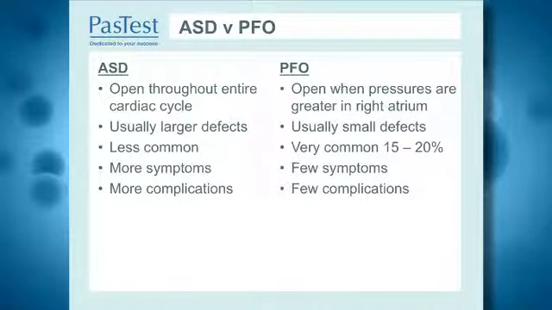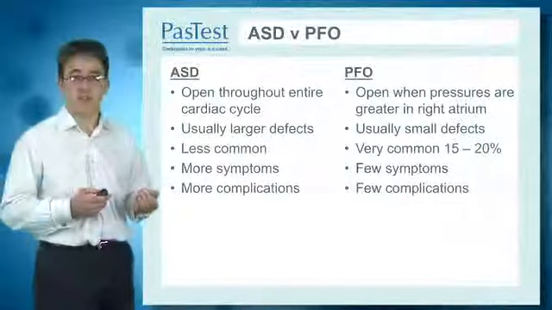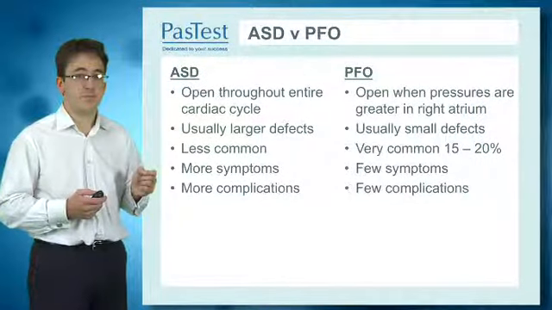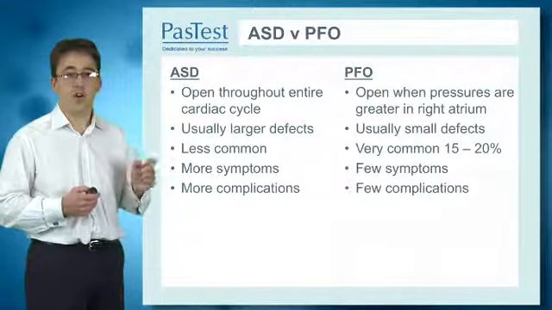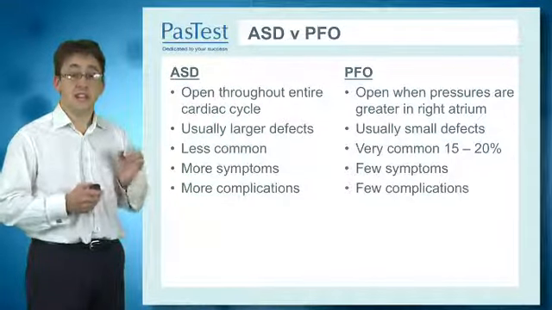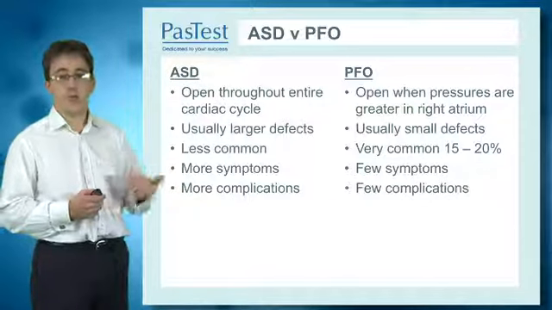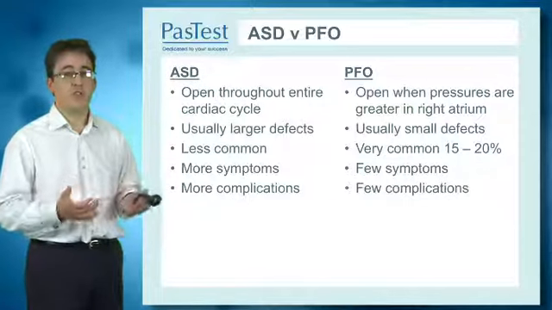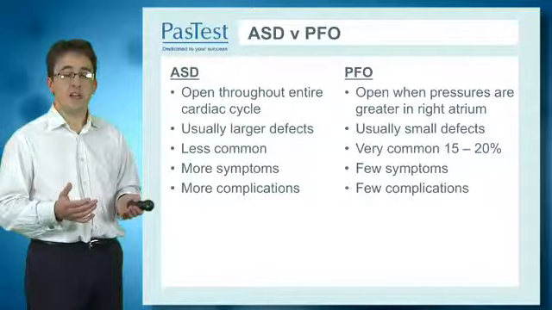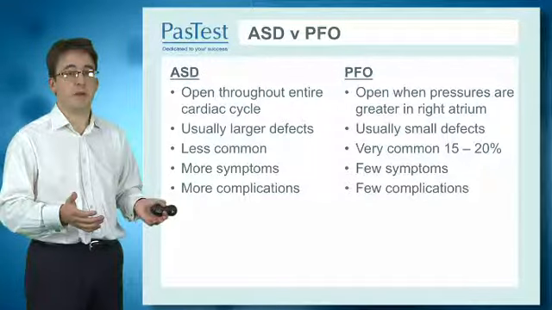One question we're frequently asked by candidates is what's the difference between an ASD and a patent foramen ovale? So I'm just going to summarise the differences here. An atrial septal defect is a structural abnormality. It's open throughout the whole of the cardiac cycle. It's usually larger than a patent foramen ovale, less common, and is associated with more symptoms and complications as pressures can be allowed to move from the left side of the heart to the right side of the heart throughout the whole cardiac cycle for much longer periods of the patient's lifespan.